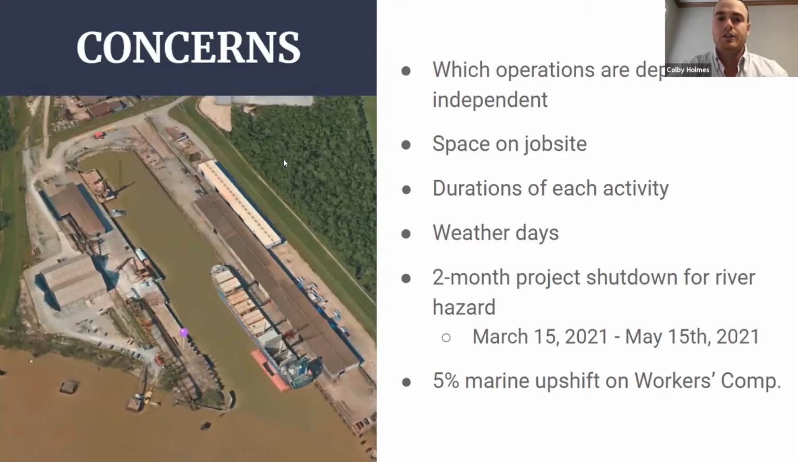And so what we did was we estimated a project shutdown from March 15th to May 15th, due to the flood stage in the Mississippi River. This is usually the time of that high water hazard, and we don't want to endanger any of our workers in something that's going on that we can't control and it's so rapid, like the river rising.